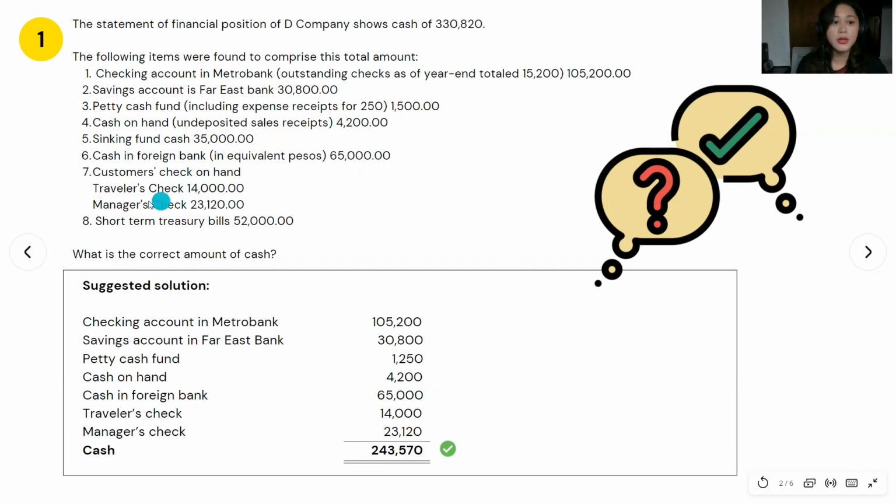Number 7, ito naman yung mga checks on hand natin na galing kay customer, traveler's check and manager's check. So, parehas to as treated as cash since wala naman daw restrictions and talagang pasok sila sa cash natin. Short-term treasury bills of 52,000 is not part of cash pero in case na ang tanong is cash equivalent, so dapat nating isama yung 52,000. So, yung sum nila is, ang cash natin is 243,570.